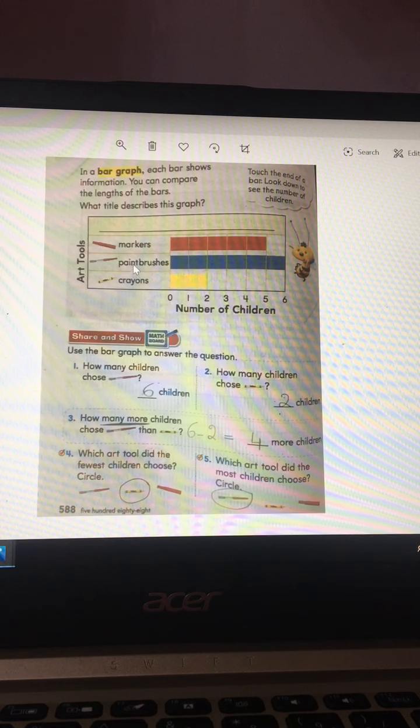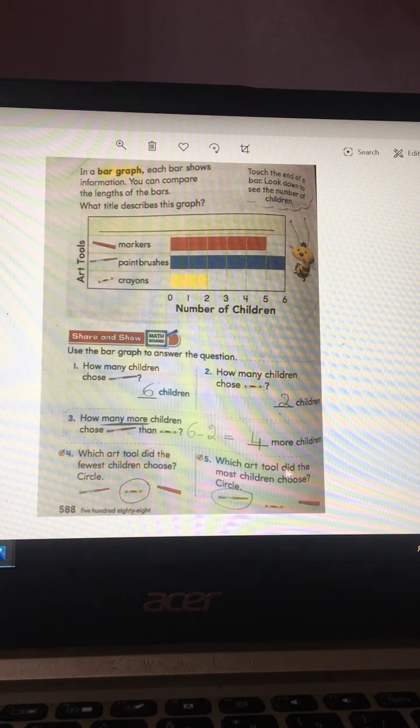But look at the paint brushes. How many children? 6. Okay. And the markers, 5. So, of course, the number of children who chose the paint brushes is more than the number of children who chose crayons. And also the number of children who chose the markers is more than the number of children who chose the crayons, okay? Now let's move on to question number 5.